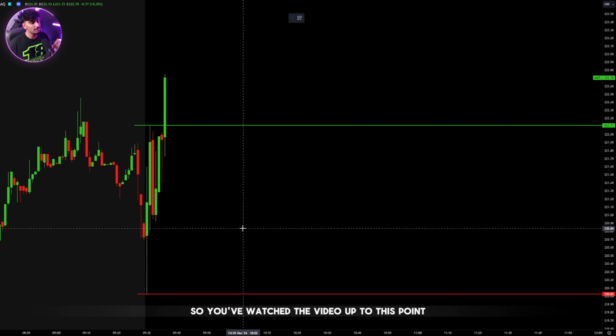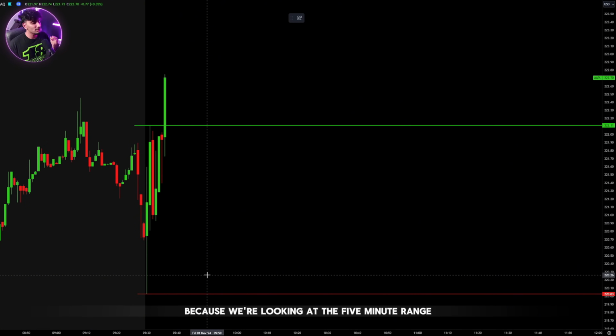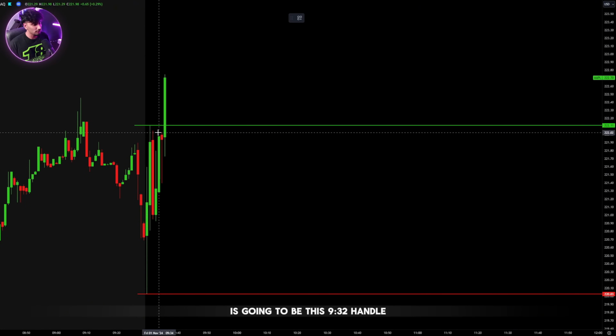So you've watched the video up to this point. I want to ask you, which candle should we draw the order block on? Before continuing the video, make sure to lock in your answer in the comments down below. But the answer to that question, because we're looking at the 5-minute range, is going to be this 932 candle.